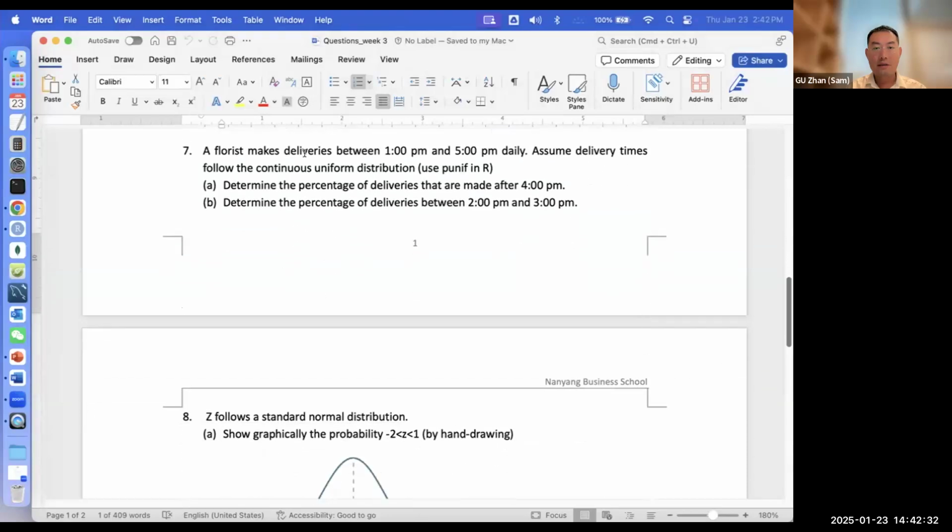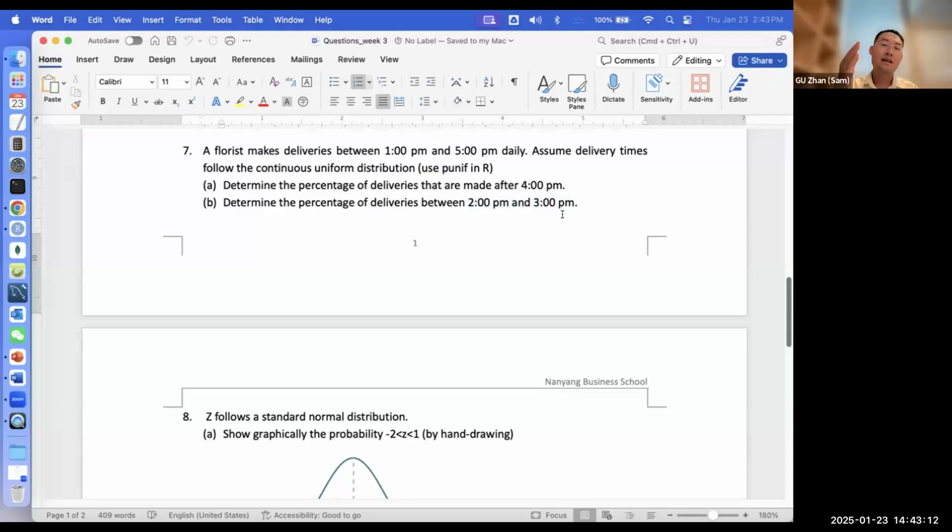A florist makes deliveries between 1 p.m. to 5 p.m. daily. They only deliver in the afternoon. Assume delivery time follows the continuous uniform distribution. We use punif in R. punif is a CDF. Determine the percentage of deliveries that are made after 4 p.m., including 4, 4.5, 4.6, 4.7, if possible, until 5. And determine the percentage of deliveries between 2 p.m. to 3 p.m. So for both of them, you need to use punif.